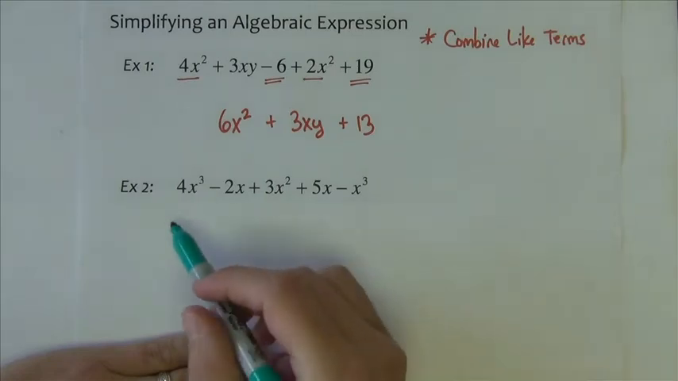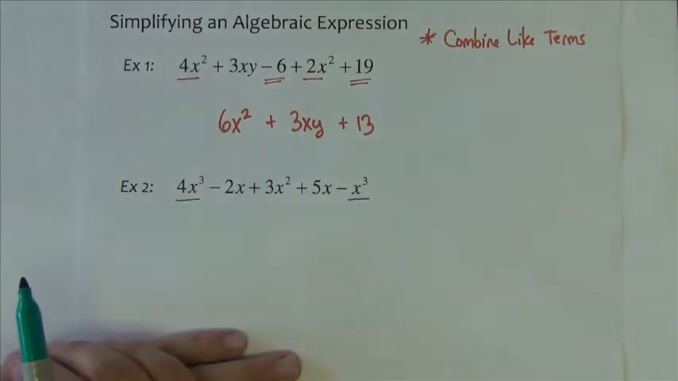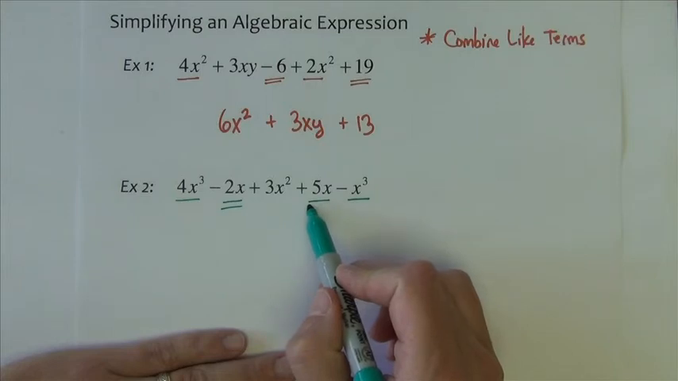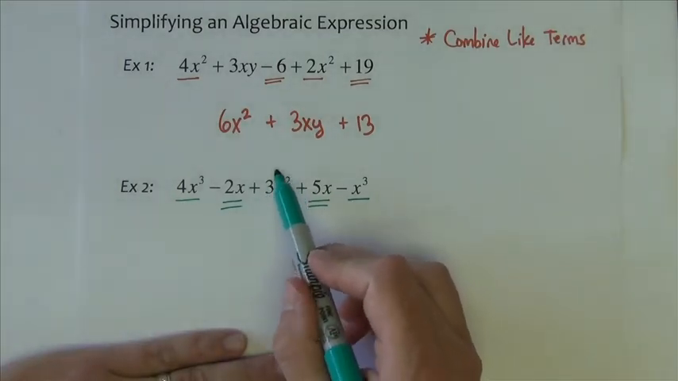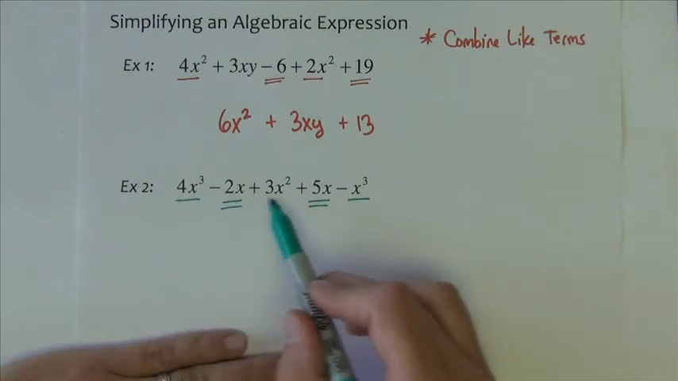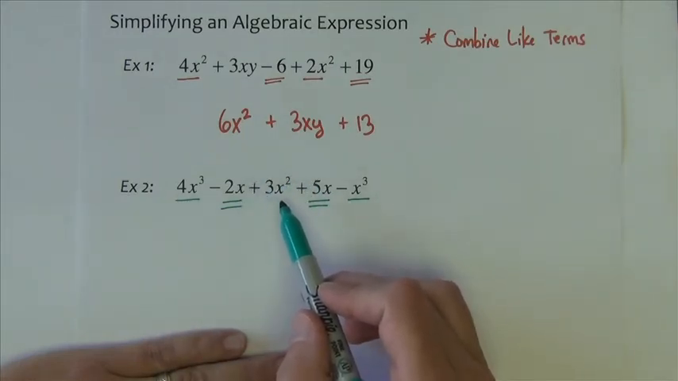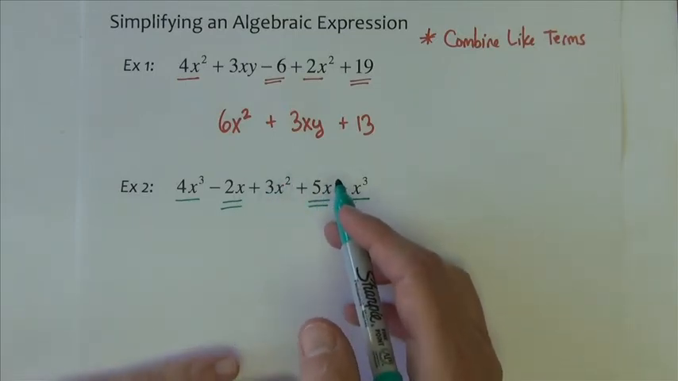And next problem, I see this x to the third term in front, and I see an x to the third in back. So those are like terms. They look similar. I see this x term, and I see this x term, and they're similar. I see this x squared term, and I don't see any other x squared things, so it's the only thing that's by itself, so it's going to stay as it is in the final answer.